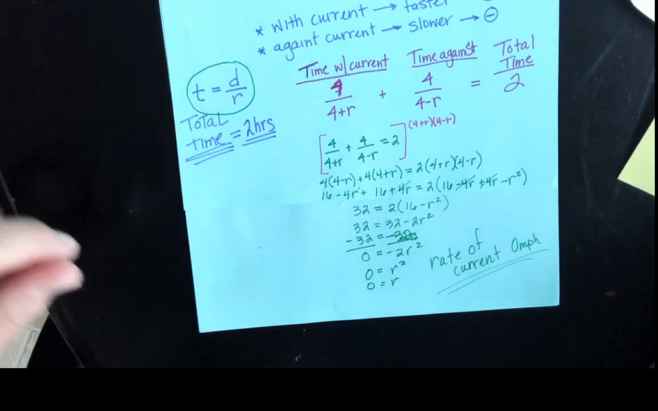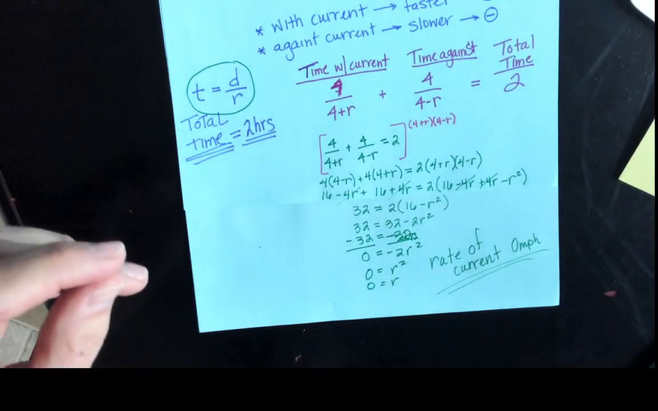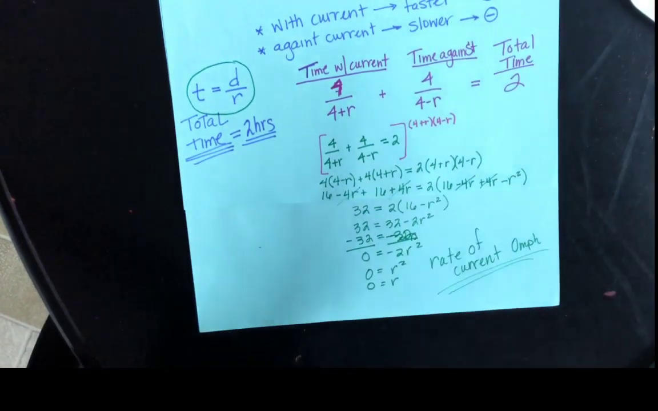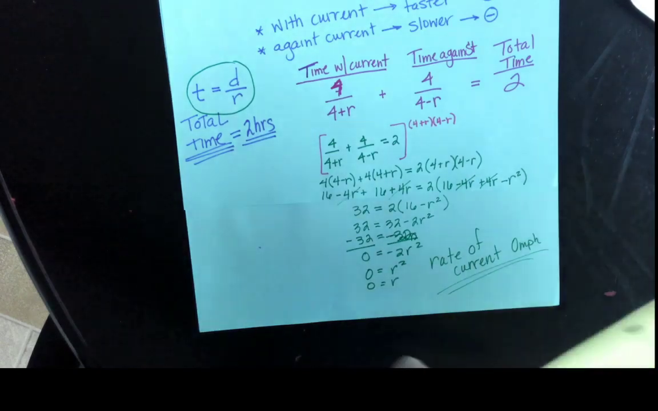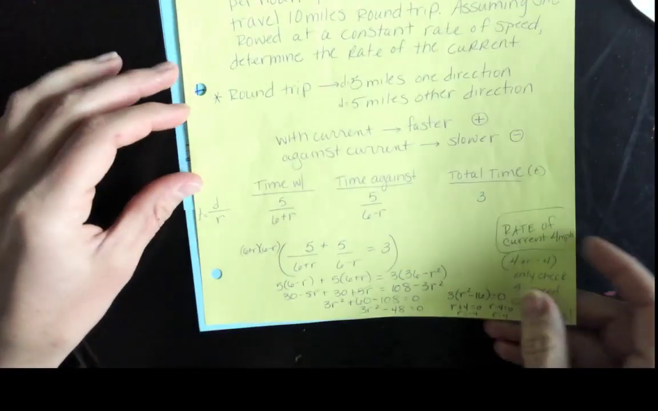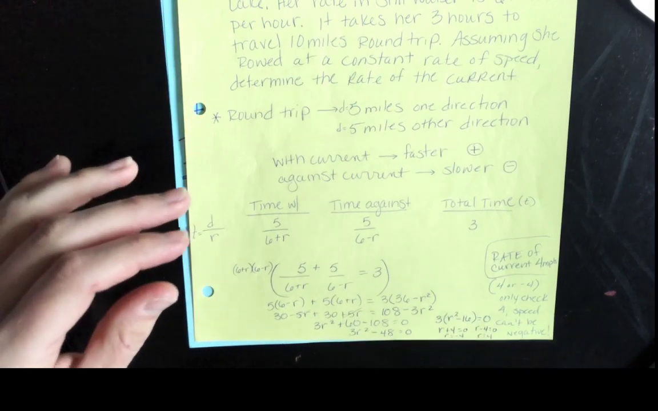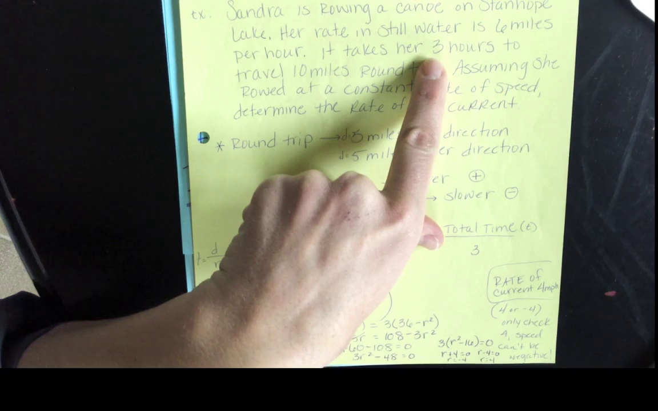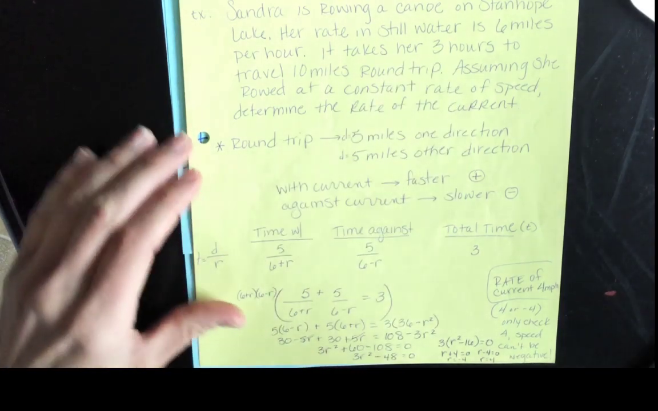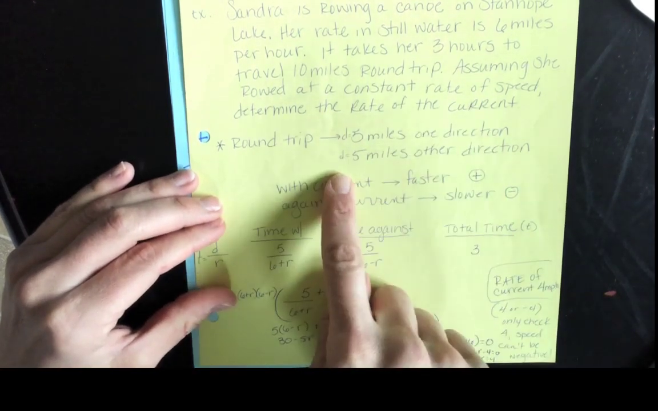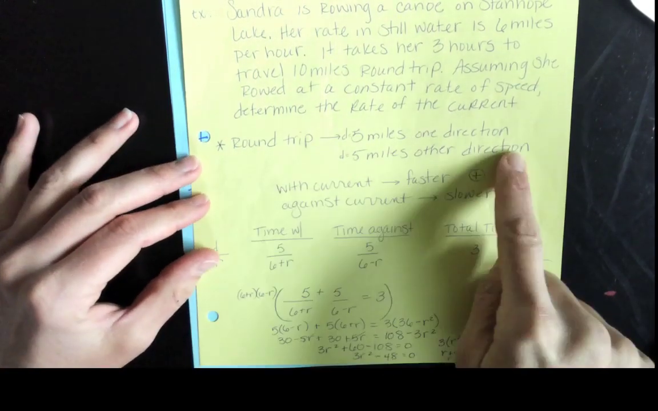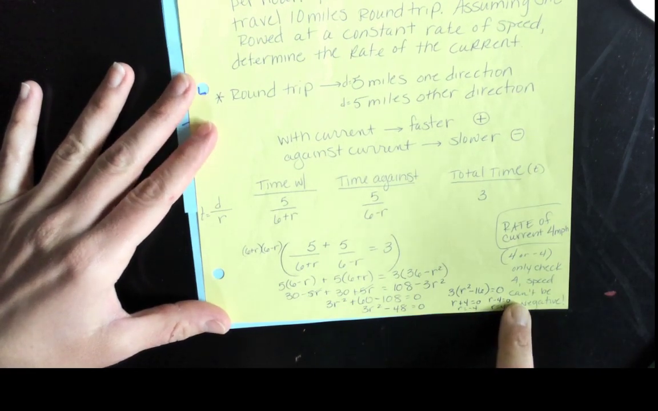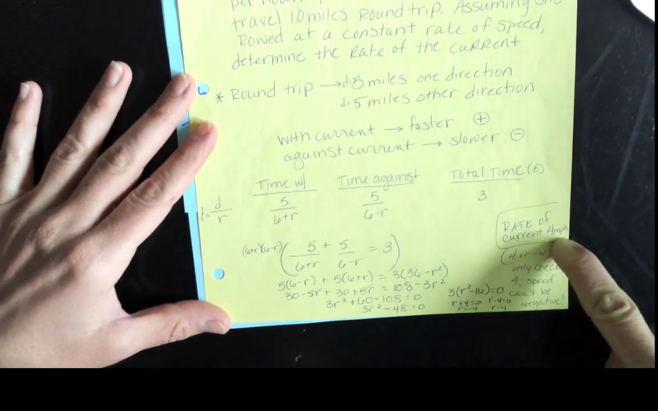Now I did do one earlier and just changed it to give you a different example. And I used the same idea where Sandra's rowing, and we have different numbers here. 6 miles per hour in still water. It took her 3 hours round trip. 5 miles in one direction. That's where my 5 kept coming from. 5 miles in the other direction. And in this case, when I crammed it all in, we found the current was 4 miles an hour.